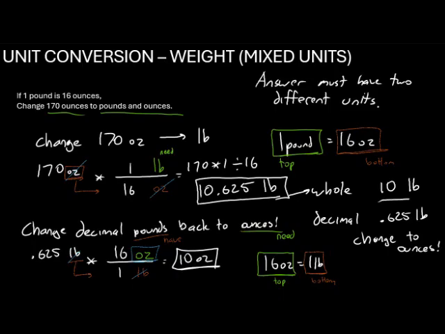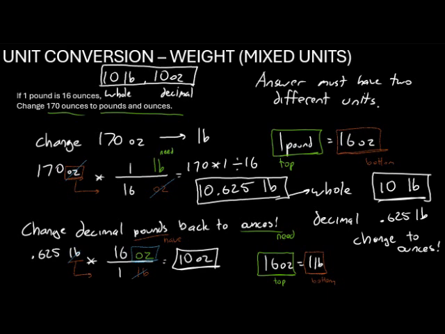This means to answer our question, we must give the pounds and give the ounces. So our final answer is 10 pounds and 10 ounces. 10 pounds was the whole number that came from the first step, and the 10 ounces came from the decimal number at the end of the first step. When we enter this in a web checker or on an exam, we would say 10 pounds, 10 ounces.